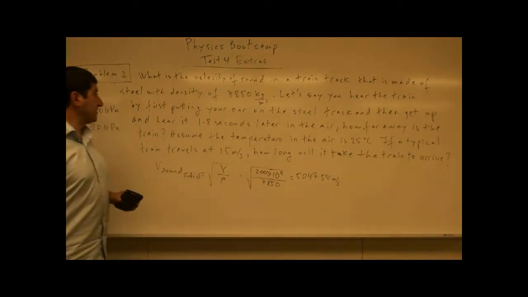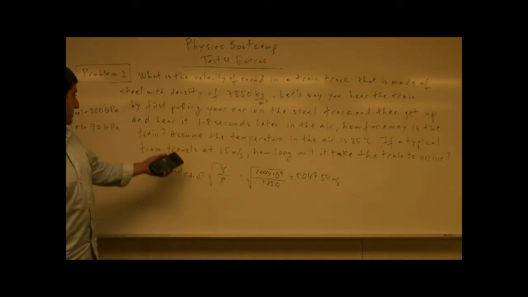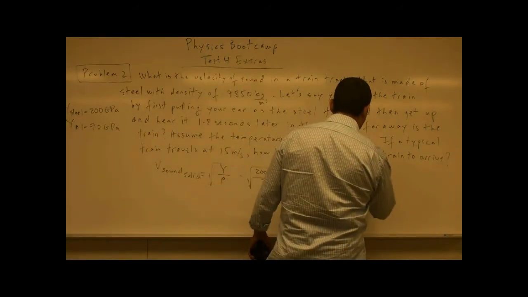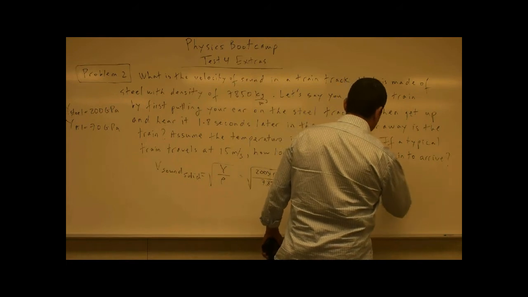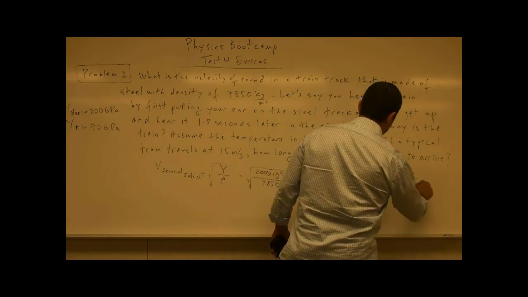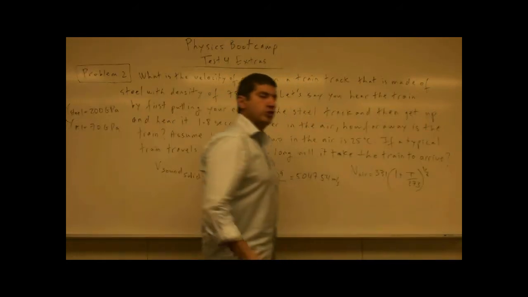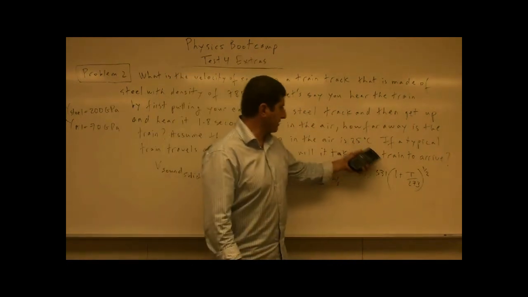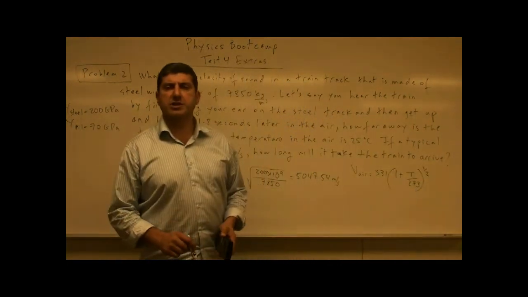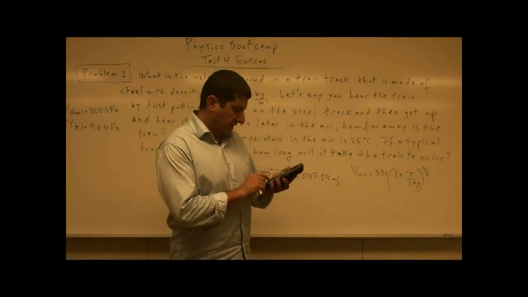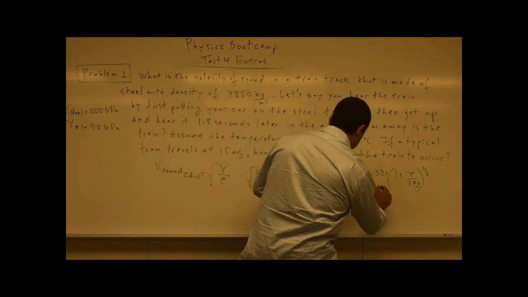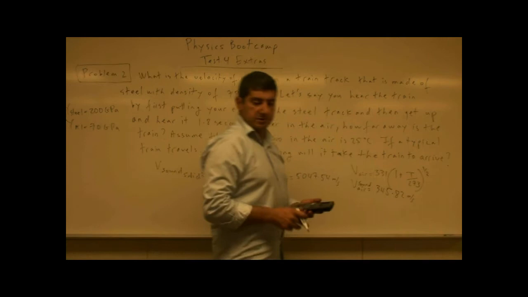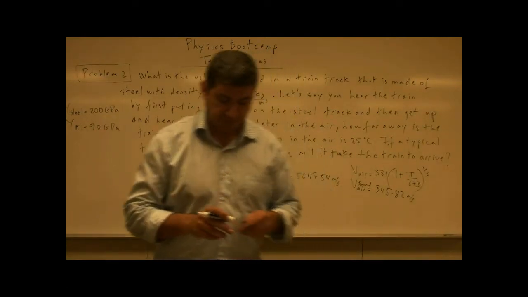Okay? Now, what would be the velocity of sound in air? Well, it's saying assume the temperature is 25 Celsius. So the velocity of sound in air is 331 times the square root of 1 plus t over 273. I've shown that equation before and I've done problems with it. So all I'm going to do is take 25, put it in there, and quickly calculate the velocity of sound in the air. It's going to come out to be 345.82 meters per second.